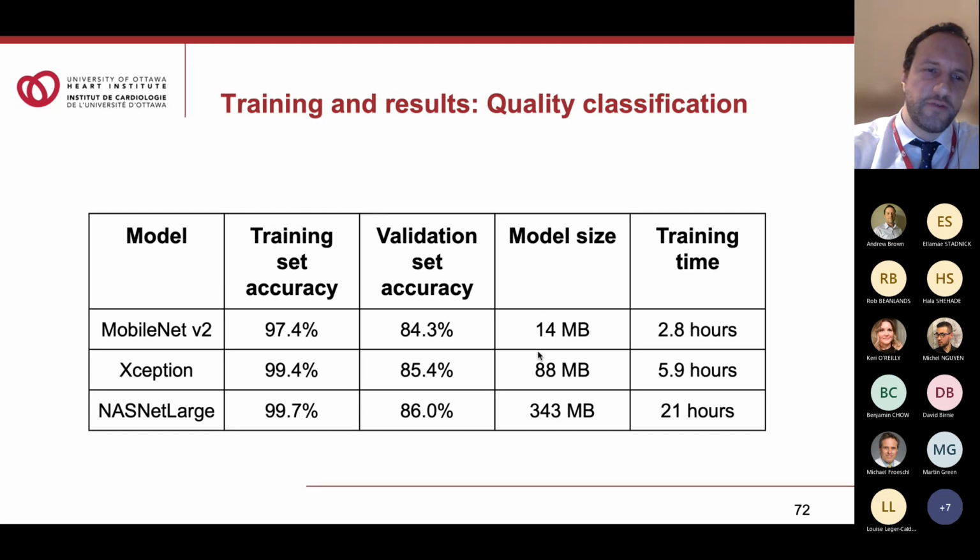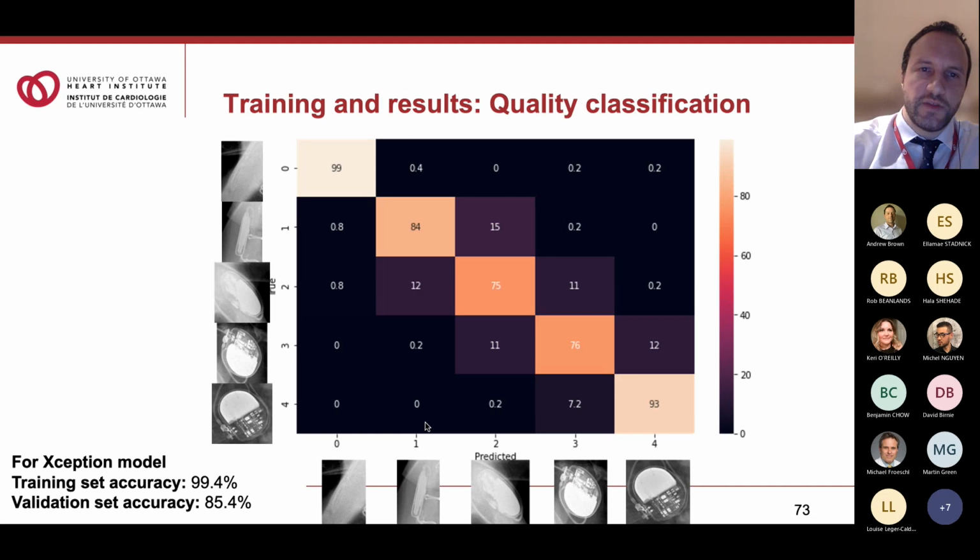So we trained 3 different algorithms for this and reached an accuracy level between 84 and 86%. Even larger models did not provide a very significant improvement in performance despite their much larger size. These are some of the results. So this is our confusion matrix.